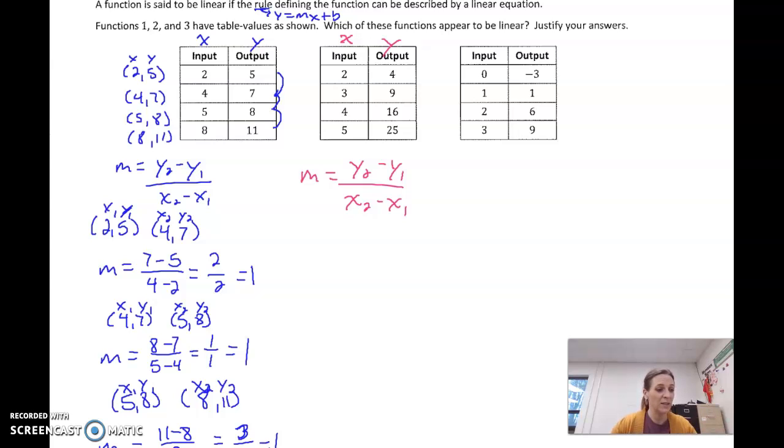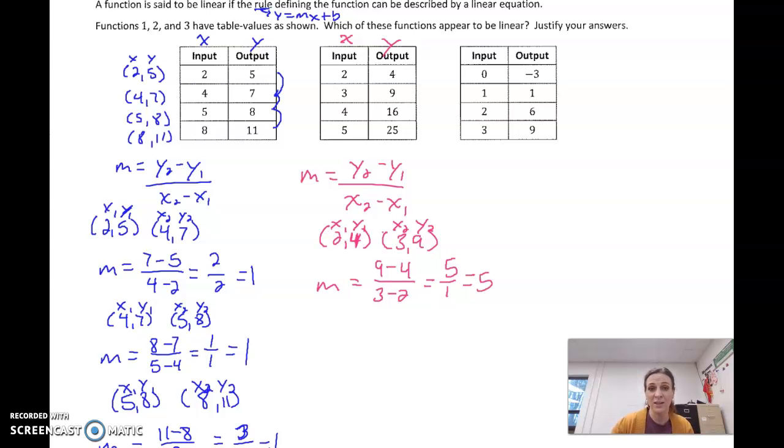So let's start with 2, 4, and 3, 9. And again, x sub 1, y sub 1, x sub 2, y sub 2. You don't have to make it that way. You can make this x sub 1, y sub 1, this x sub 2, y sub 2. Doesn't matter. I just tend to go in order. So then to find my slope, difference in my y's, I'm going to go 9 minus 4 over 3 minus 2. 9 minus 4 is 5. 3 minus 2 is 1. So that just works out to be 5.